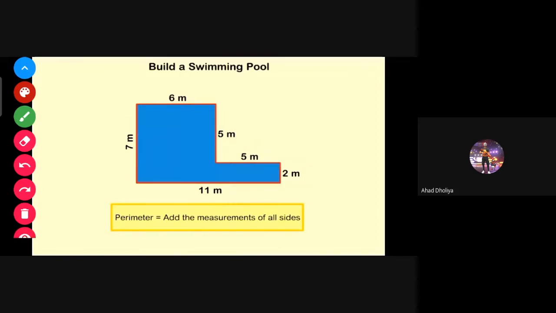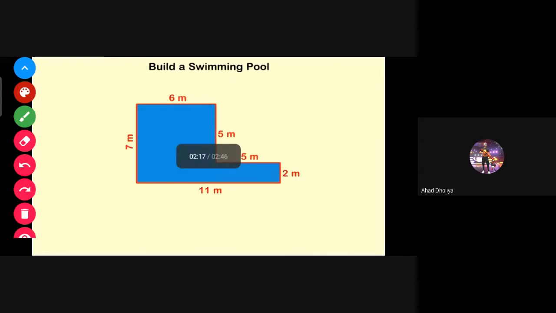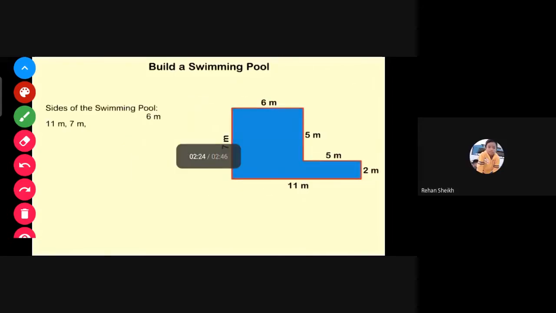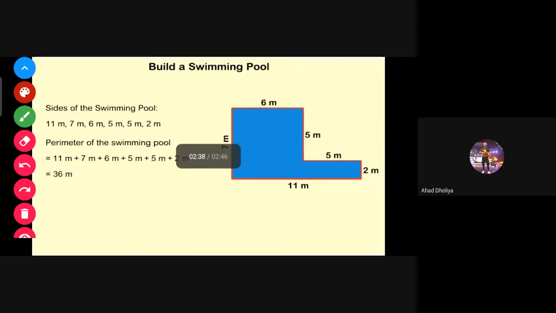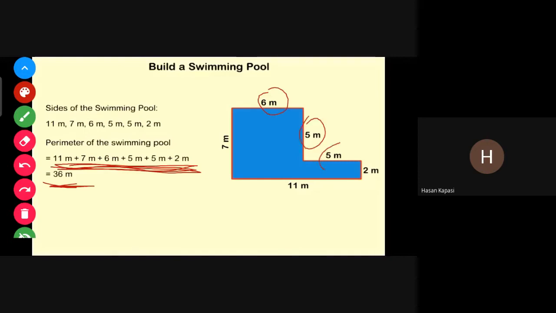So let's see the answer. So Rehan, you understood, no? That we have to add all the sides. Yes, ma'am. So this way we have to add. Ma'am, my answer is right, Hassan. Very good, Hassan. So we have to add all these sides.